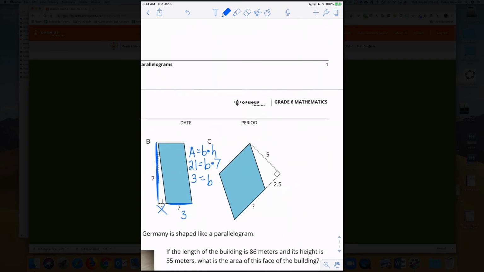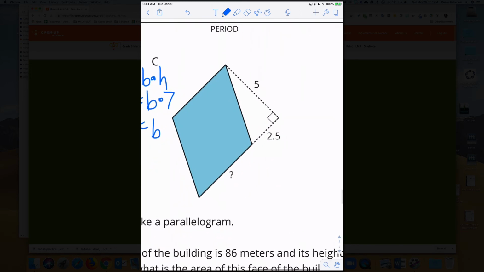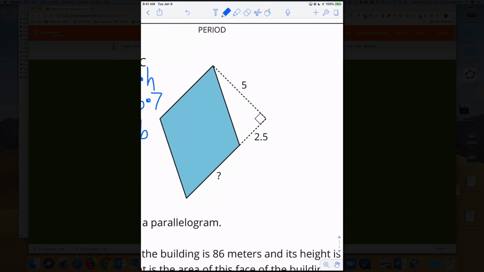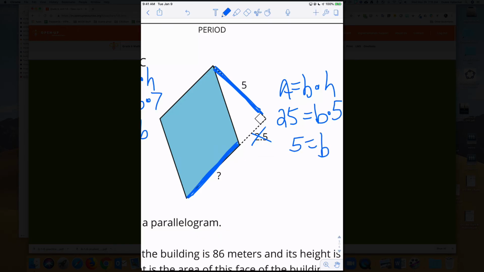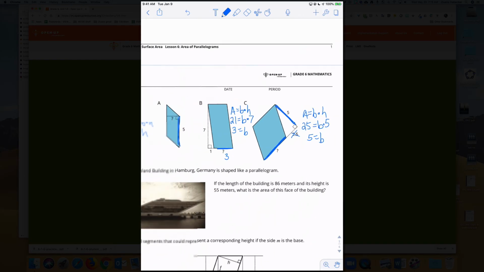And this area was supposed to be 25. So we know that the area is base times height. The area is 25. This appears to be the base. This value doesn't matter to us right now. We know that the height is 5, so base times 5. So that means the base must be 5 because 5 times 5 is 25. So the base is 25 units.